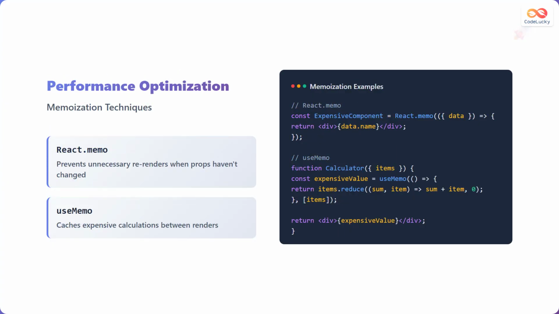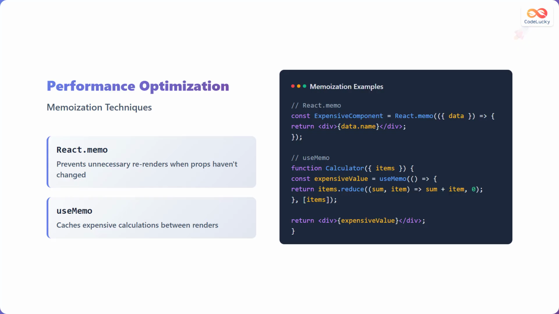React provides two key memoization techniques to optimize performance. React.Memo is a higher-order component that prevents unnecessary re-renders when a component's props haven't changed. Wrap your component with React.Memo to enable this optimization. It performs a shallow comparison of props and only re-renders when they actually change.